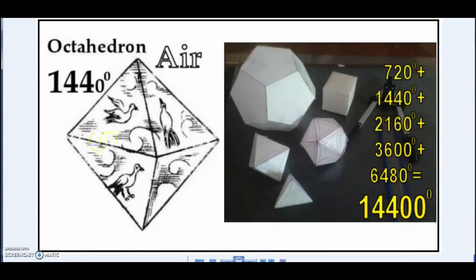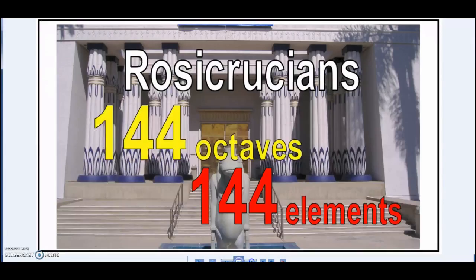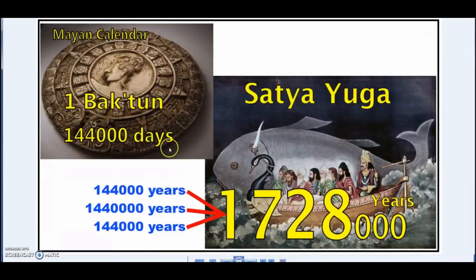Also Platonic solids, so the octahedron, 1440. You add up the degrees which define the Platonic solids, you get 14,400. Rosicrucians, octaves and elements, 144. The Baktun Mayan calendar, 144,000. The Satya Yuga, which is the number 1728, 12 cubed, but that's also divided into an entry, a middle, and an exit period of 144.